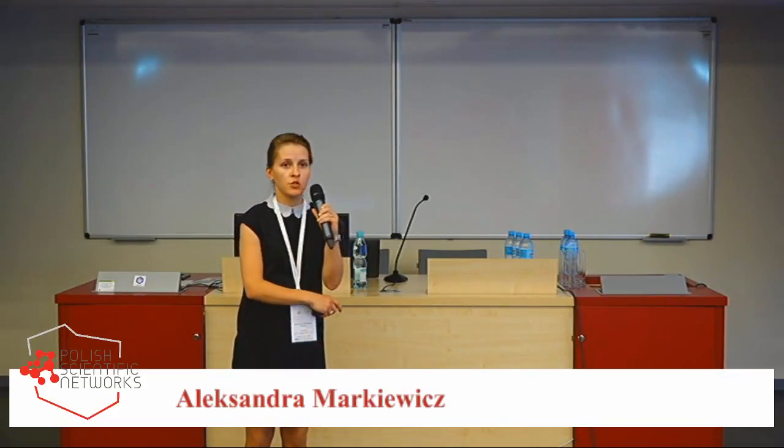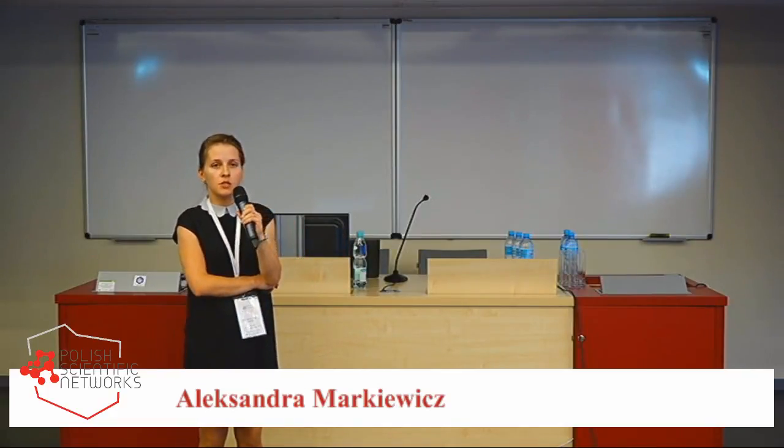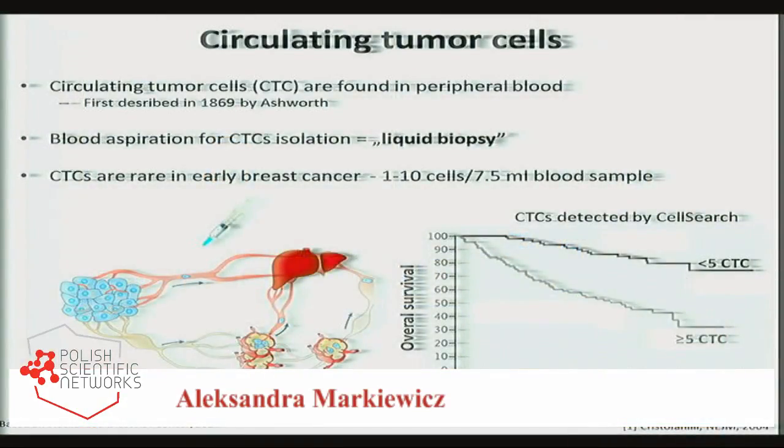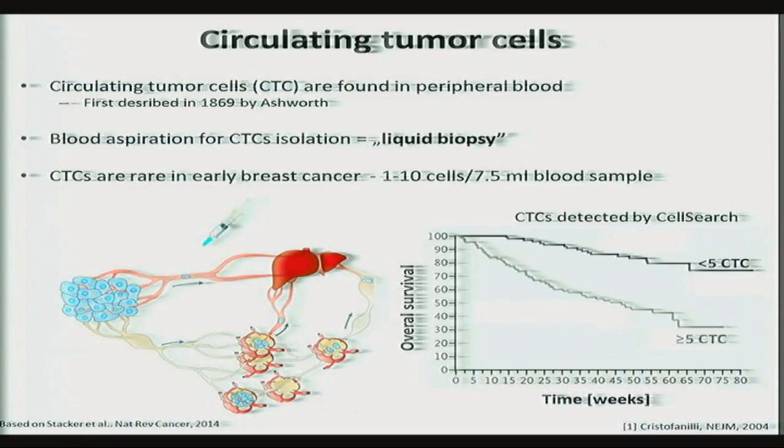The circulating tumor cells we are working with are very rare cells in the blood of cancer patients, maybe 1 to 10 per 7.5 milliliters of blood. They were first described by Ashworth in 1969, and for over 100 years nobody paid much attention to them, until the test for detecting circulating tumor cells was approved by the FDA. It was CellSearch, and it was shown that more than 5 CTCs per 7.5 milliliters of blood is related to poor prognosis. Later on, similar things were shown also in early breast cancer patients, and the interest in CTCs spiked significantly.